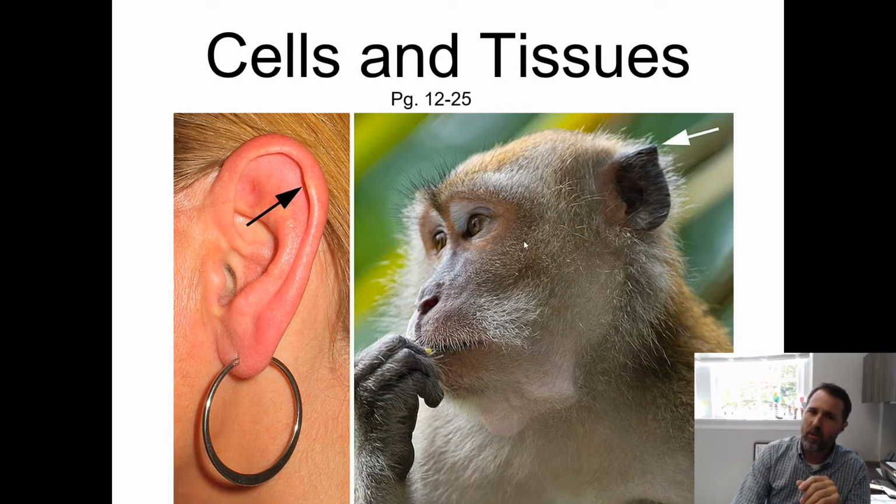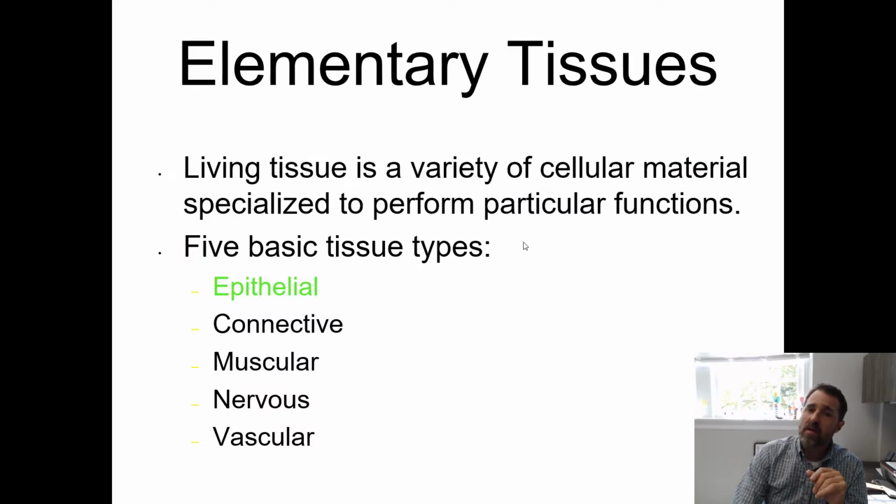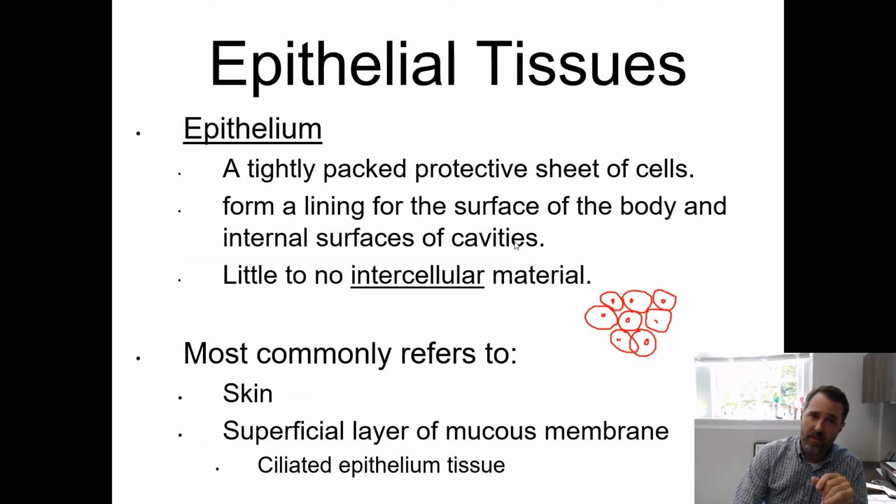Okay, getting a little bit more in depth with some different kinds of tissues, starting with epithelial tissue. Epithelial tissue is a protective tissue. We have it in layers on our body. Epithelial tissue forms the lining for the surface of your body, so your skin is epithelial tissue. Epithelial tissue lines the inside surface of your body. It lines your internal organs.